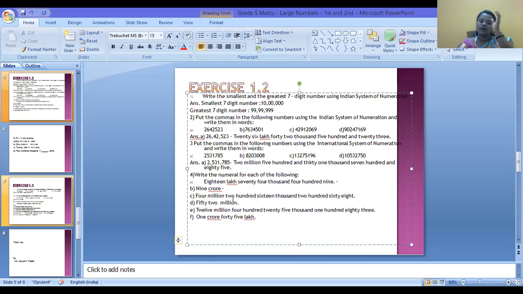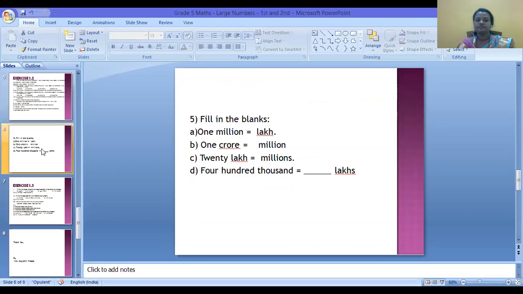Let's move ahead to writing the numerals for each of the following. That is 18 lakhs 74,409. Similarly, 9 crore, where we have lakhs blank, thousands blank, hundreds, tens, and ones blank. So this is the numeral for 9 crore. Try questions C, D, and E also accordingly.